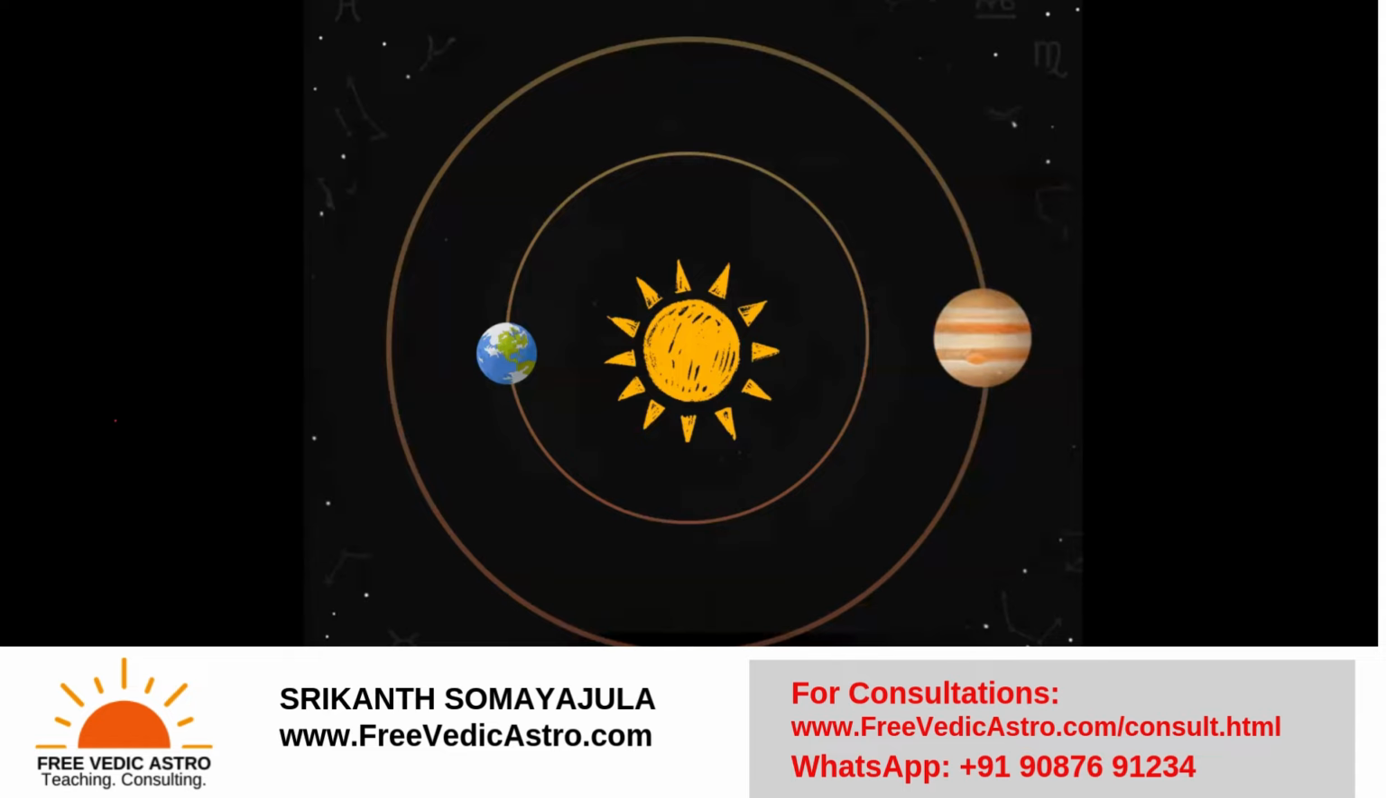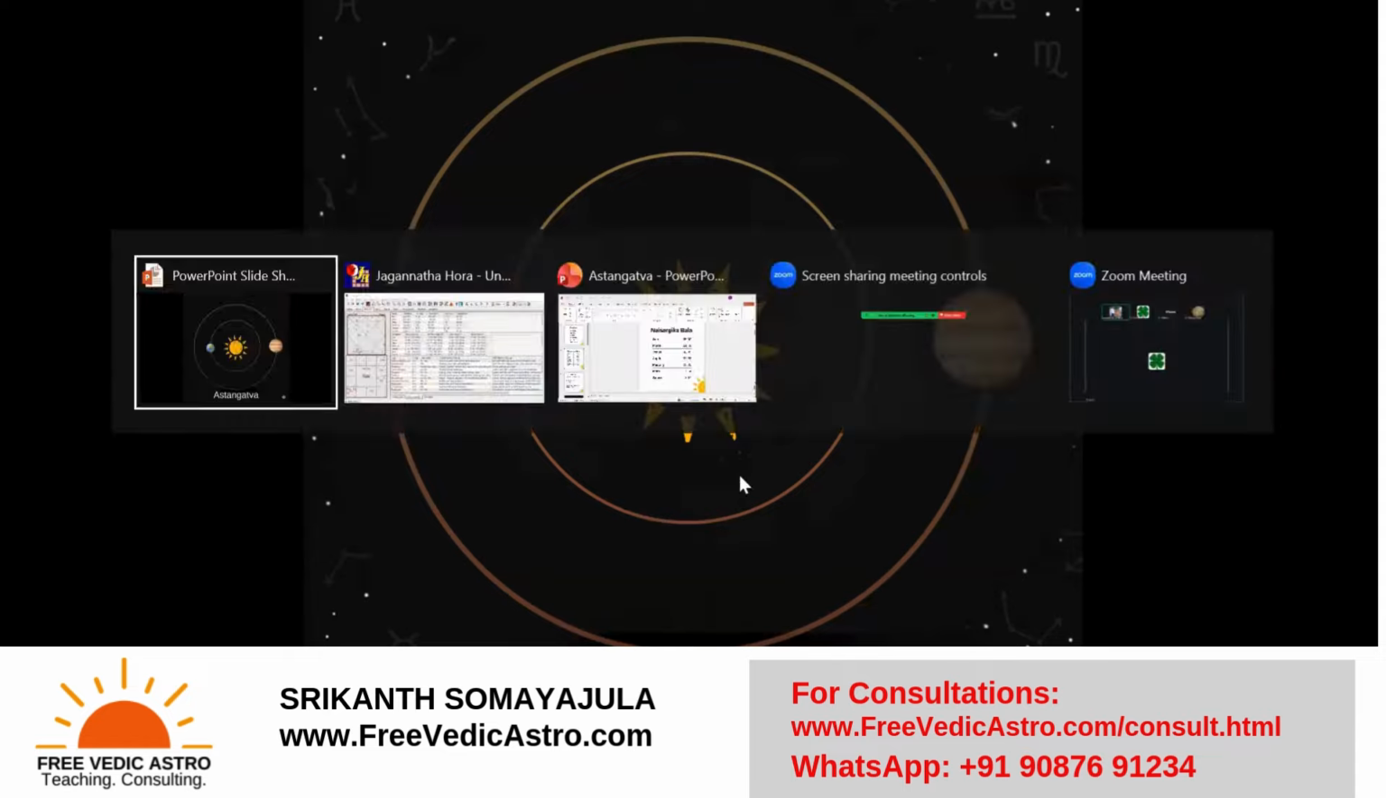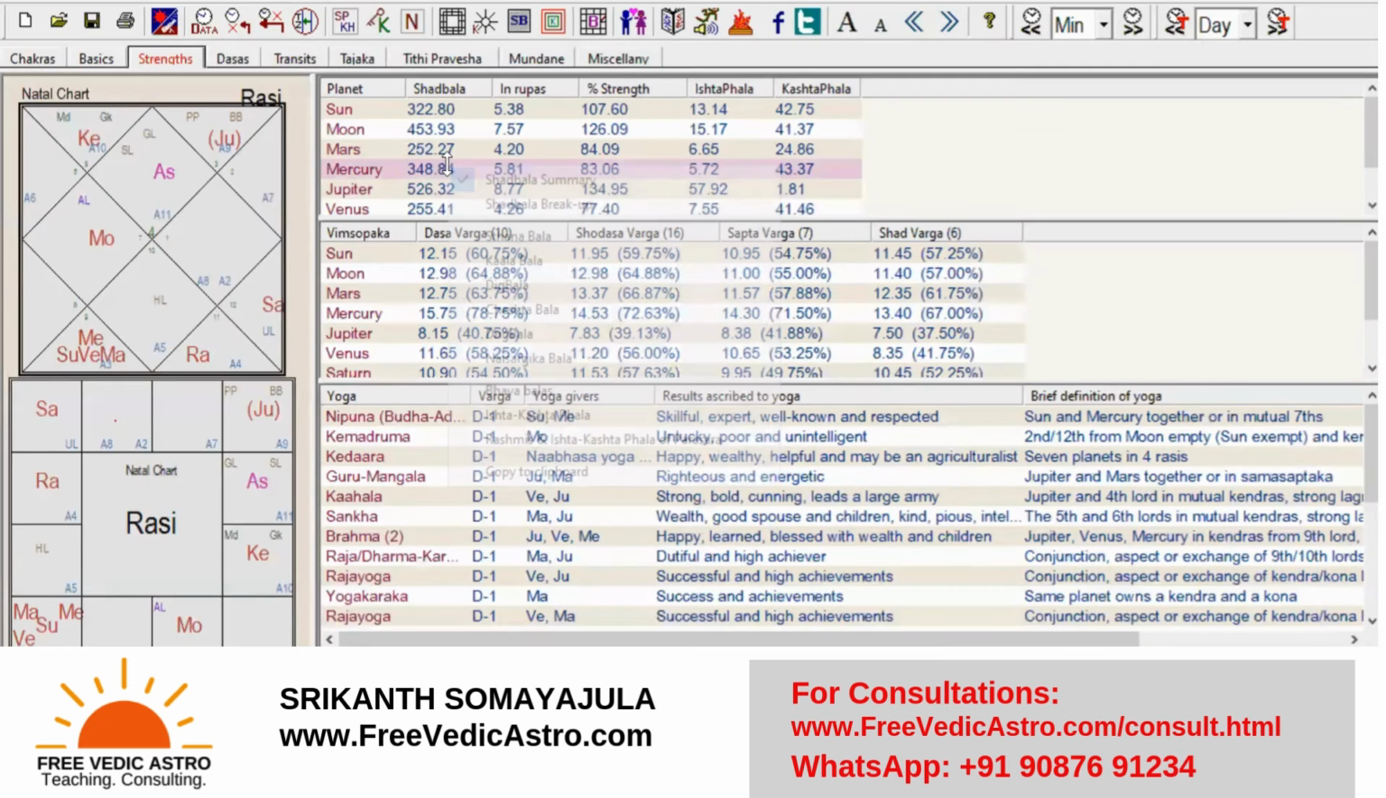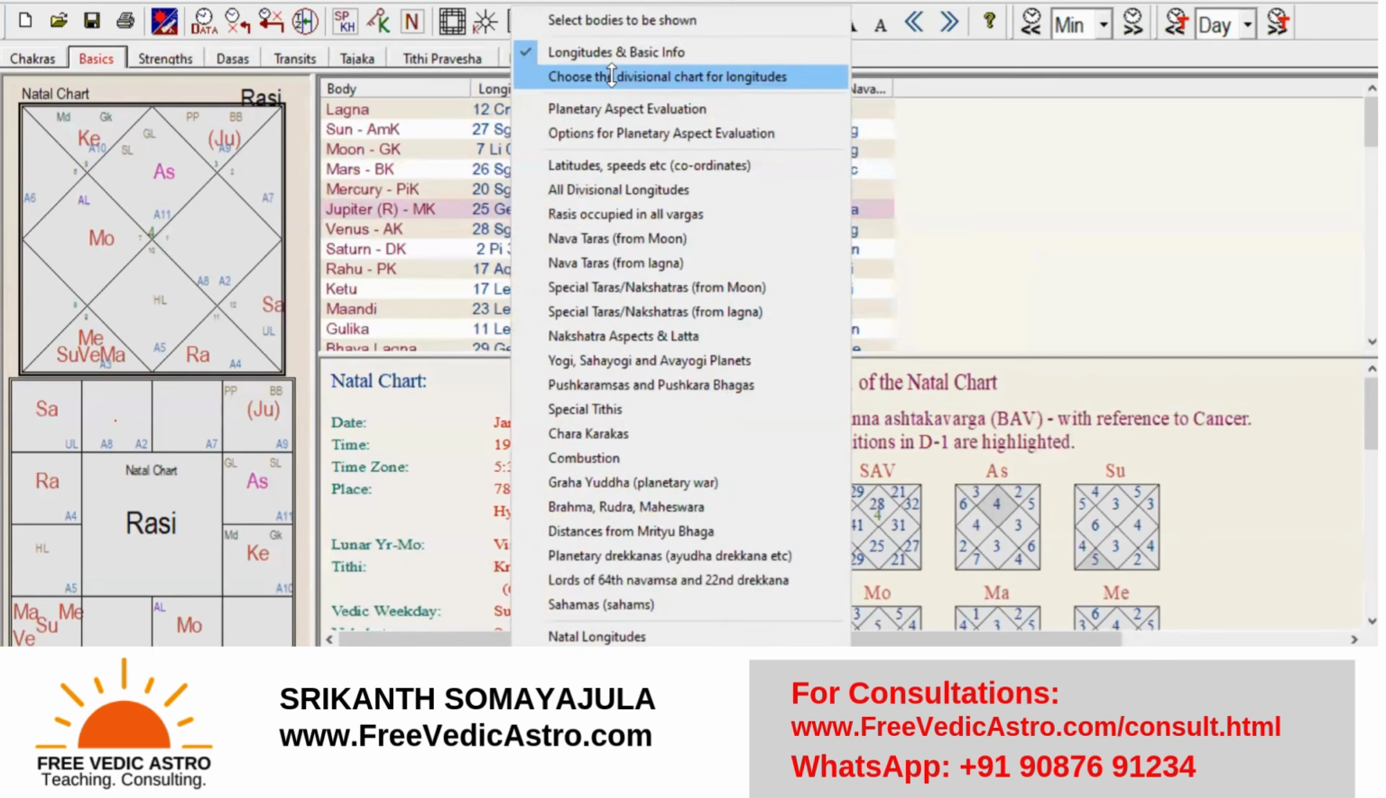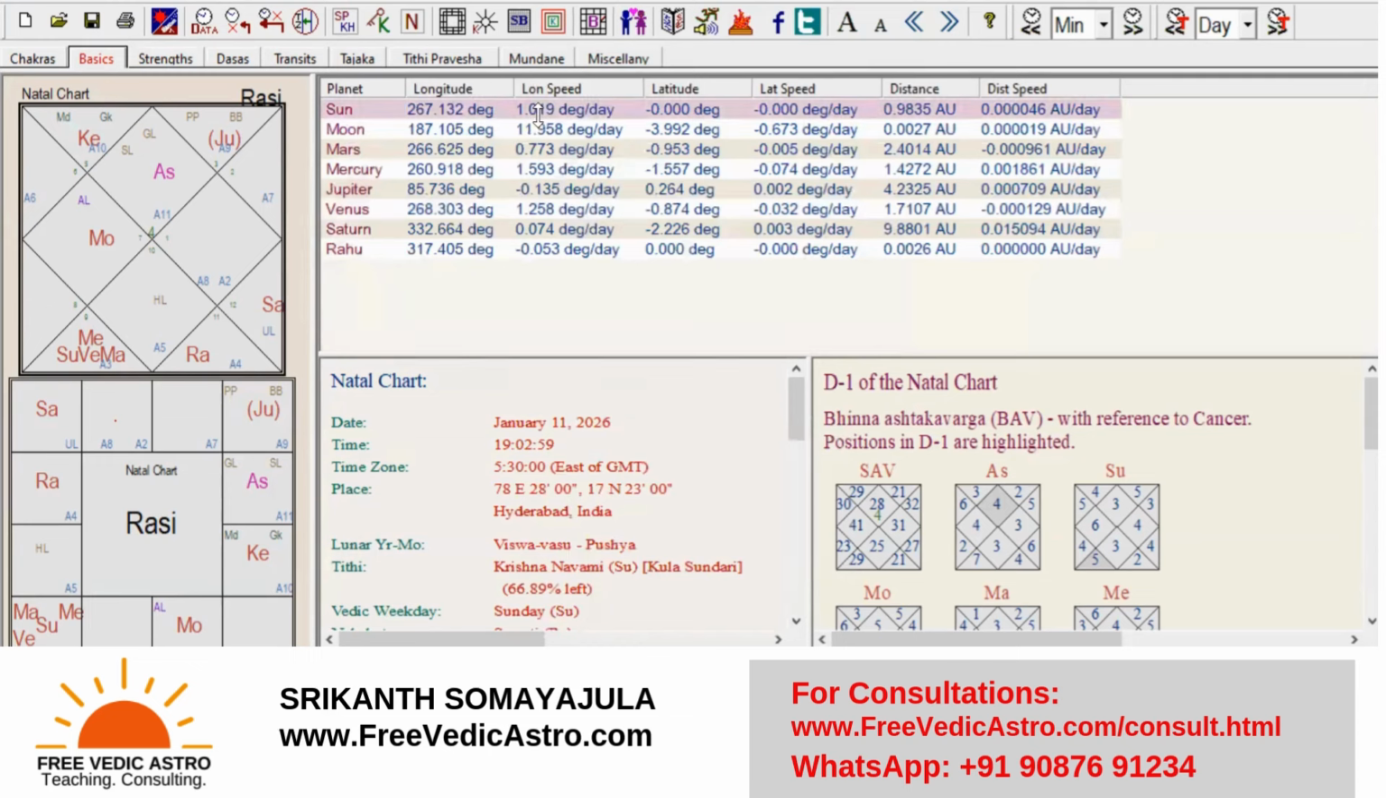It is different for different planets. You can check here the speed of the planets in the basics. You can see here on the right, latitude, speeds, and coordinates. So here, it shows minus 0.135. When this planet is about to begin the retrogression, you will see that this will drop to 0, 0, 0, 0. All zeros will be there. It means that planet is stationary.